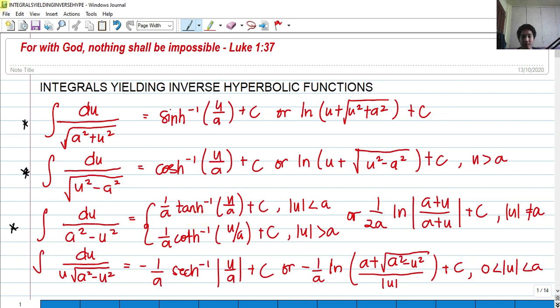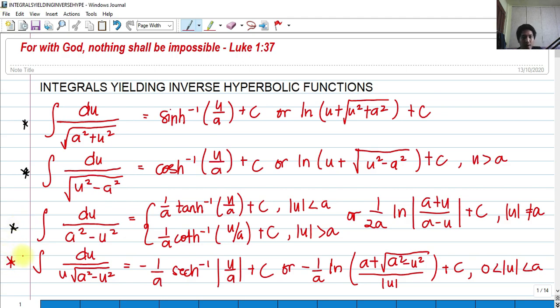So if we are going to express this in the natural logarithm, we have only this formula. We have 1 over 2a ln of the absolute value of a plus u all over a... I mean, this should be a minus u. Let me just correct this, a minus u. The denominator should be a minus u. So we have 1 over 2a natural logarithm of the absolute value of a plus u all over a minus u plus c, where the absolute value of u should not equal a. That is for the inverse hyperbolic tangent and cotangent.